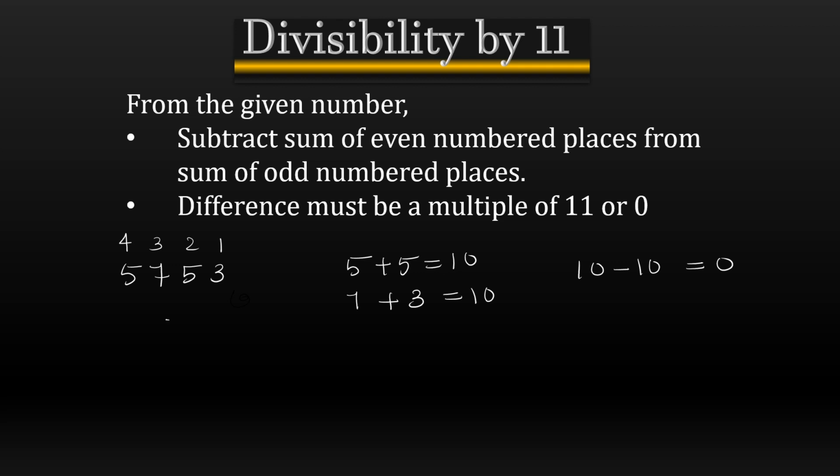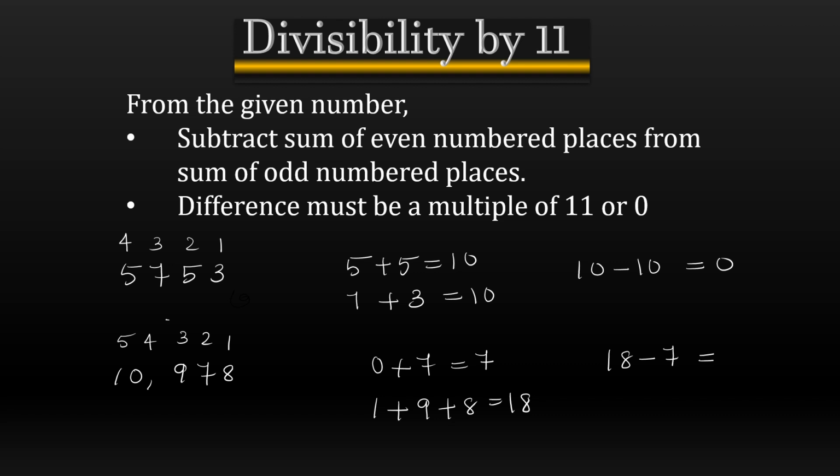Consider another example. 10,978. Ordering the places 1, 2, 3, 4, 5, we can see that the sum of even numbered places, that is 0 plus 7, is equal to 7, and the sum of odd numbered places, that is 1 plus 9 plus 8, is equal to 18. The difference, 18 minus 7, is equal to 11. We can say that the difference is 11. That given number 10,978 is divisible by 11.